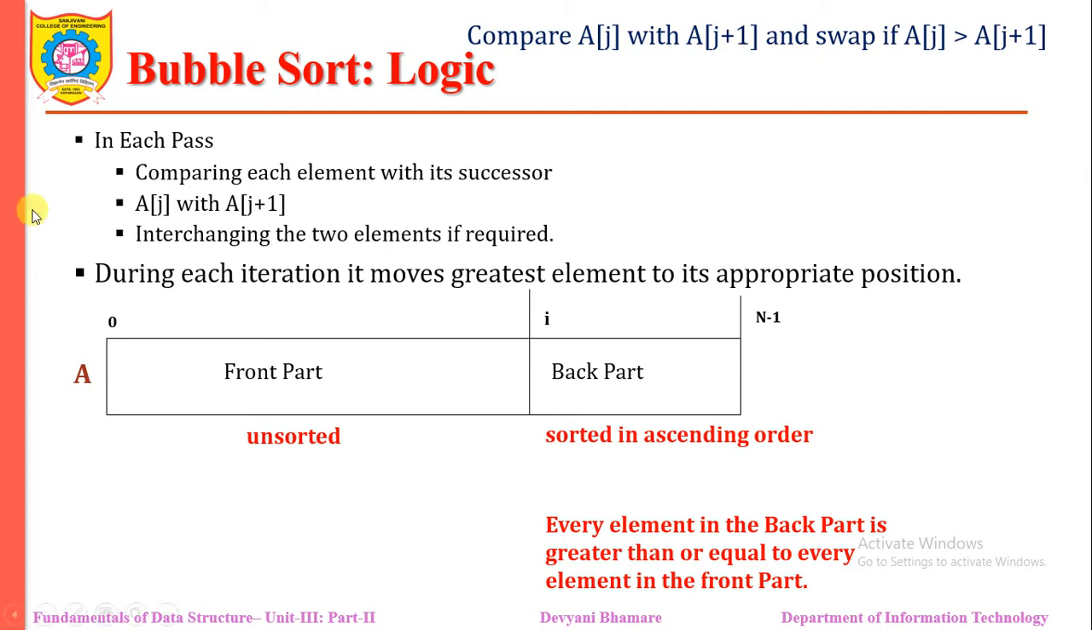If we have a large array, then during each iteration we identify and move the greatest element to its appropriate place. Means we are finding out which one is the largest element, and it is kept in the back part. So every element in the back part is greater than or equal to every element in the front part.